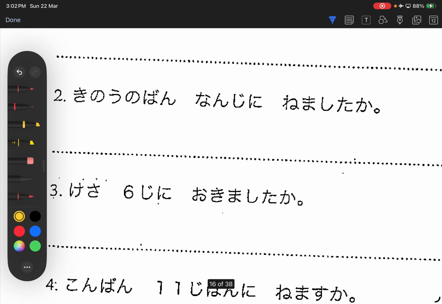Number 2. 昨日の晩何時に寝ましたか? 昨日の晩10時半に寝ました。Okay, good. 昨日の晩10時半に寝ました。So she slept at 10:30 last night. Basically you just repeat the entire sentence. You just need to change the question, change the 何時 to your preferred timing, and then remove the ka at the end. Then that's your answer already.